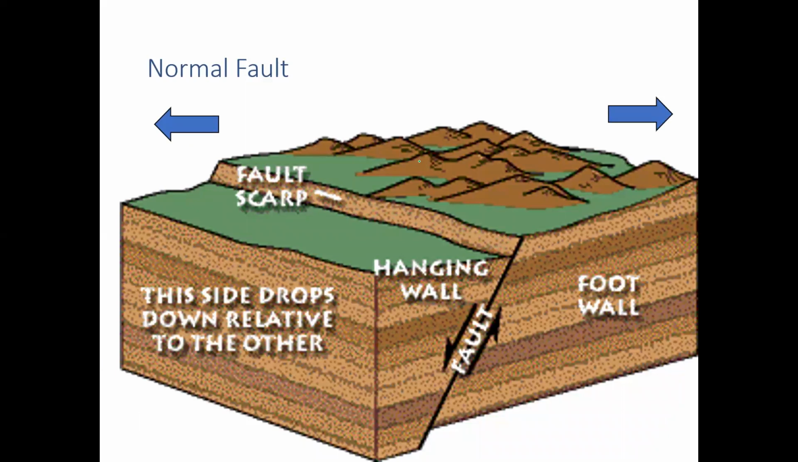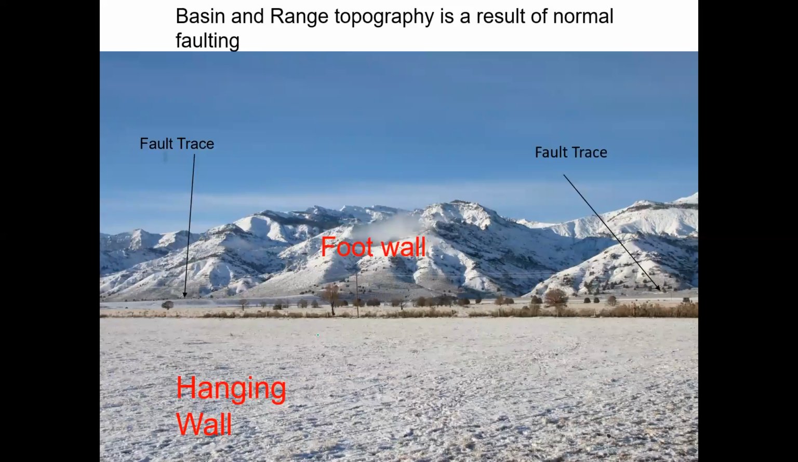Normal fault again. Find the break. Here's the break right there. The chunk of rock above the break, look at the orientation of the line. The chunk of rock above the break is the hanging wall. What did the hanging wall do? It moved down, so that is a normal fault. Tensional forces. What does that look like in the real world?